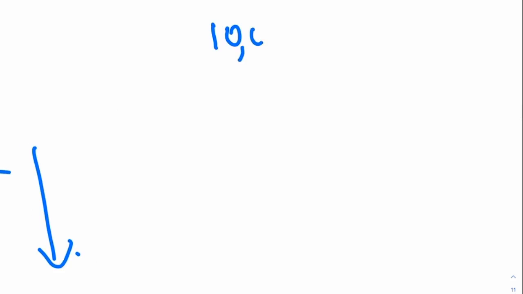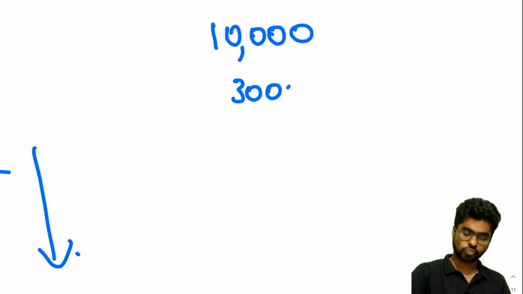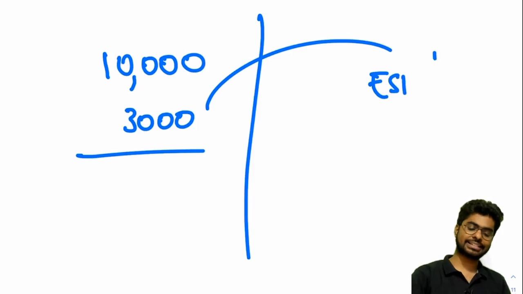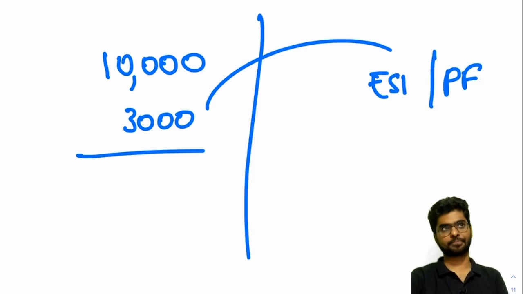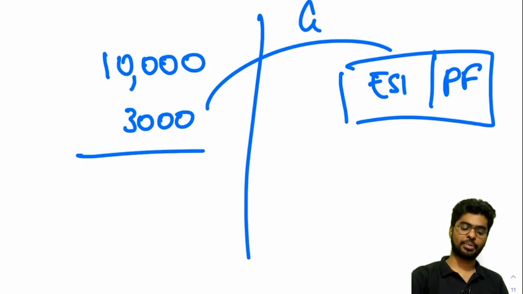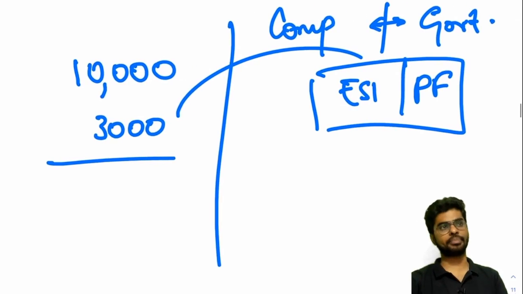So let's say 10,000 is the salary. ESI and PF is 3,000 every month. This will be paid towards the ESI or the Provident Fund respectively. Either the company can maintain this fund itself, or it will be with the government fund, depending on the company. So every year the employee is contributing 3,000.